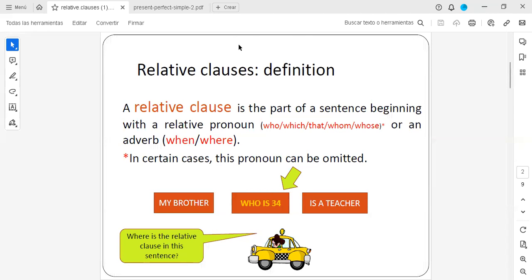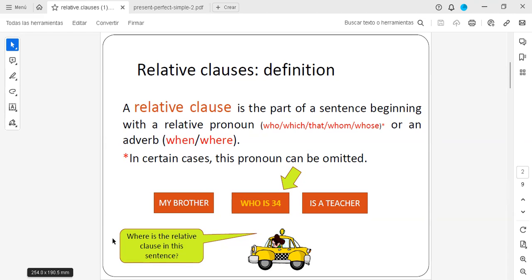Look at this. A relative clause is the part of a sentence beginning with a relative pronoun. So a relative pronoun is either a pronoun, like who, which, that, whom, whose, or an adverb, like when and where. In certain cases, this pronoun can be omitted. For example, my brother, who is 34, is a teacher.